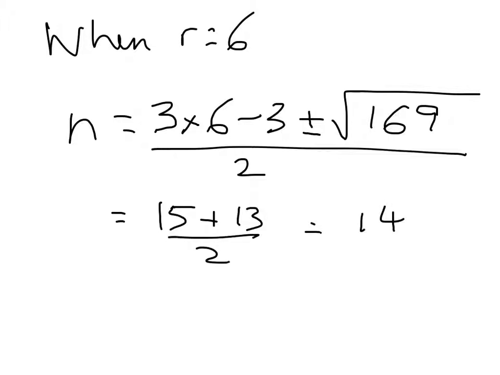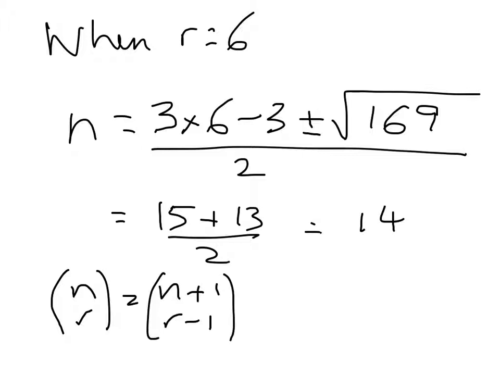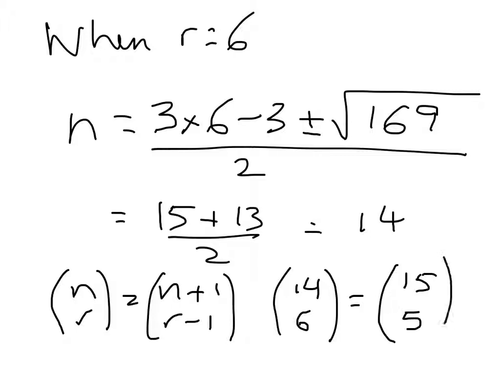So what we've found, we think, is that we're looking for when nCr is equal to (n+1)C(r-1). So we think we've shown that 14C6 is equal to 15C5. And if you put them both into your calculator, you can check and you'll see that they are the same, 3003. Okay, so that's the whole question.